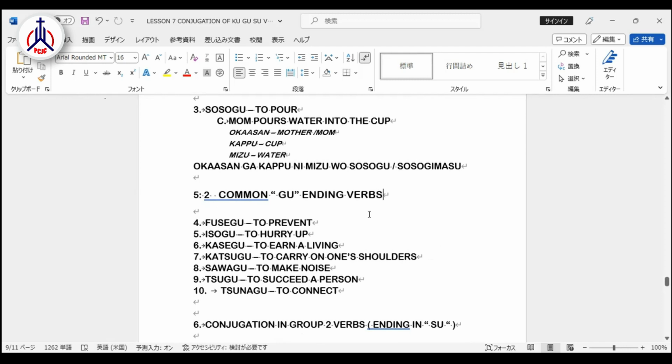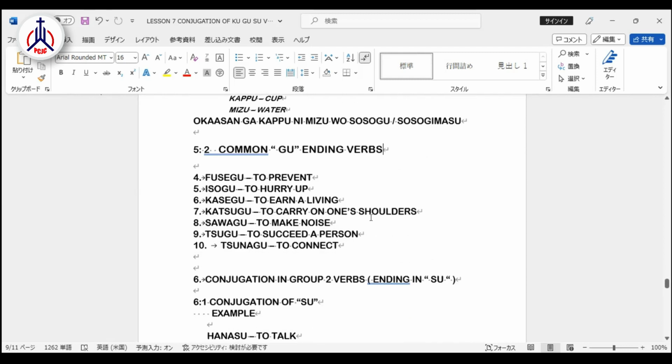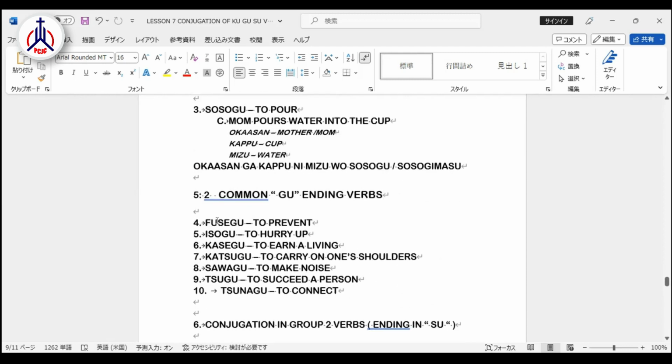Okay, next. I have here another 10 verbs ending in gu. So you can conjugate this, practice this in your home. Fusegu means to prevent. Isogu means to hurry up.